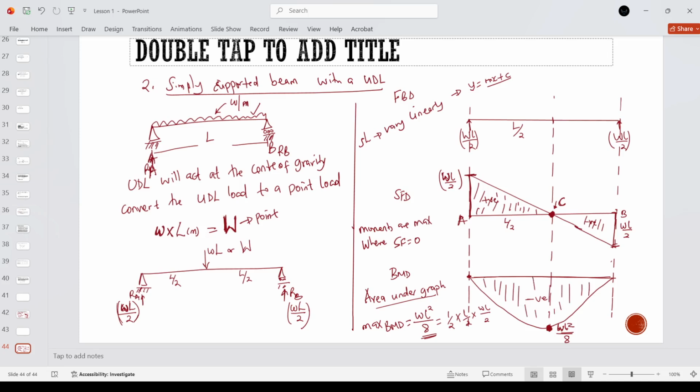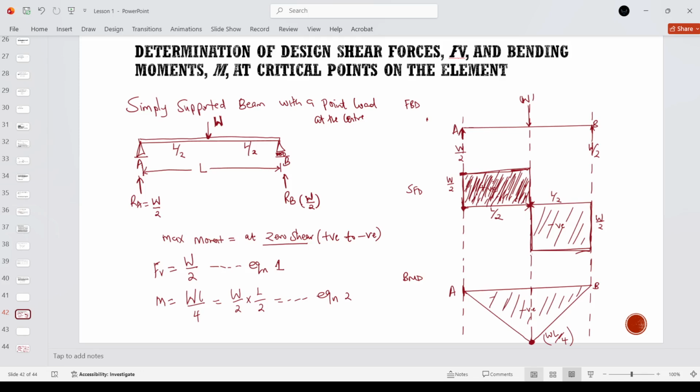Okay, so that will be our shear force and bending moment diagram. And we have seen that the design moment will be calculated as WL squared over 8, unlike the other one, which was WL over 4 if it is a point load.